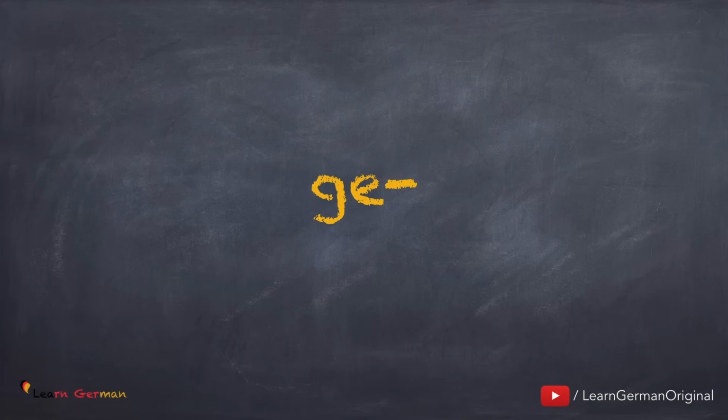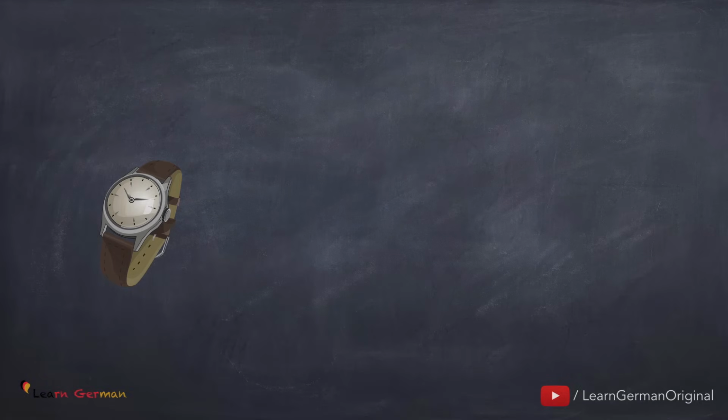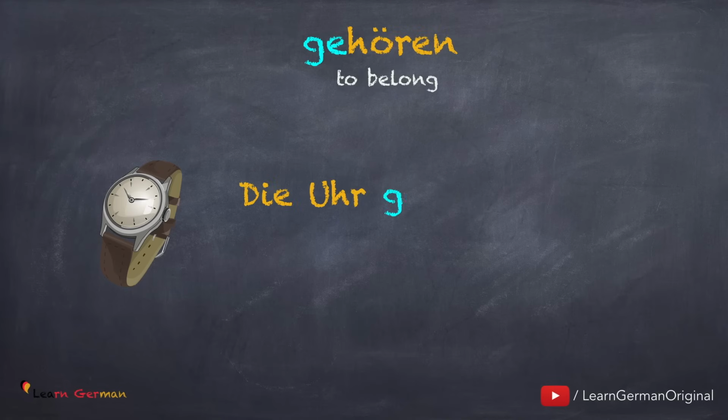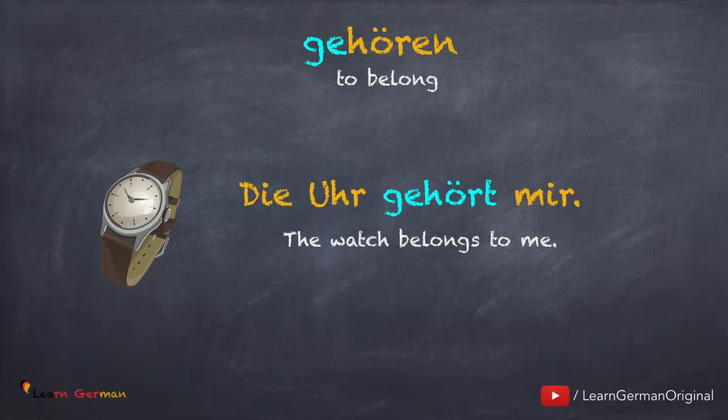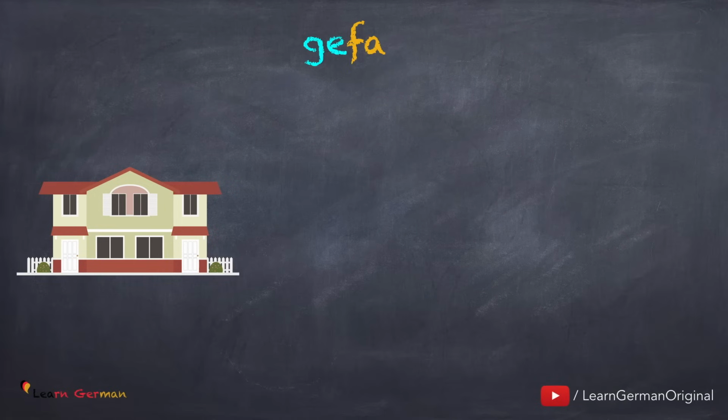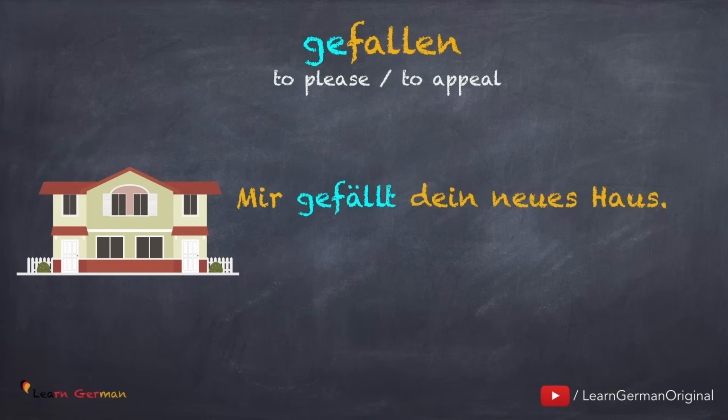The next prefix is ge. And here's the first verb, gehören. Die Uhr gehört mir. The next verb is gefallen. Mir gefällt dein neues Haus. The two verbs that we just did, gehören and gefallen, are Dativverben. If you want to revise Dativverben, you can watch the video. The link is given below.